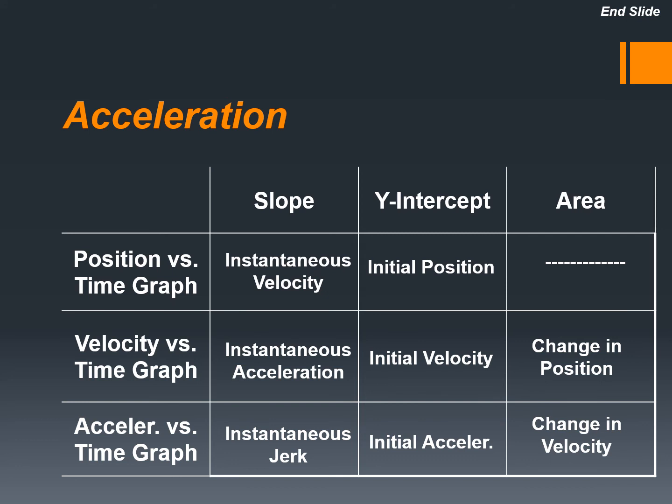Now an integral and a derivative are inverses of each other, and you can see that with this graph. On a velocity versus time graph, if you take the slope, it's acceleration. If you take the area of an acceleration versus time graph, it's change in velocity. So you can see this back and forth that goes from taking the derivative of a velocity versus time graph, getting acceleration, and then taking the integral of an acceleration versus time graph and getting change in velocity.